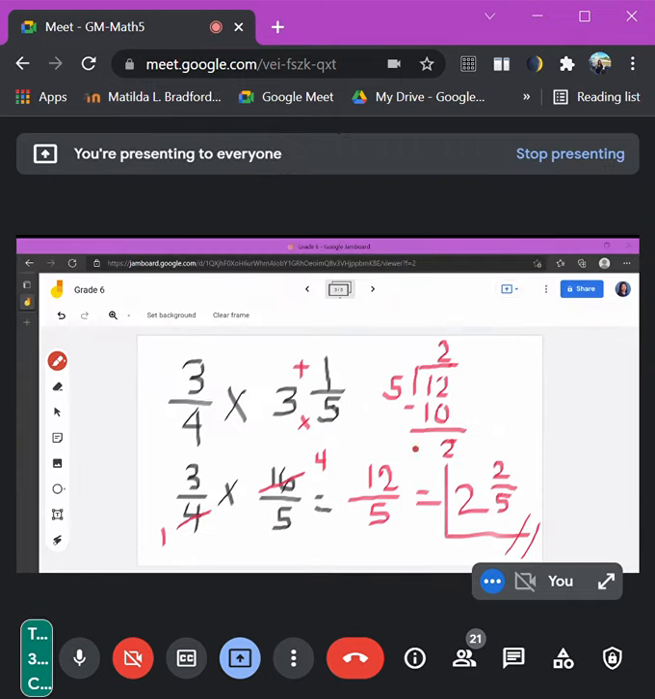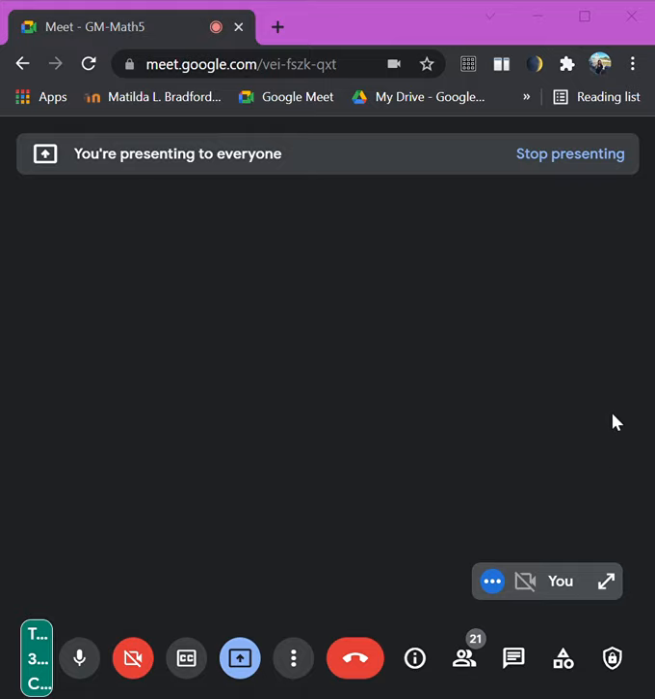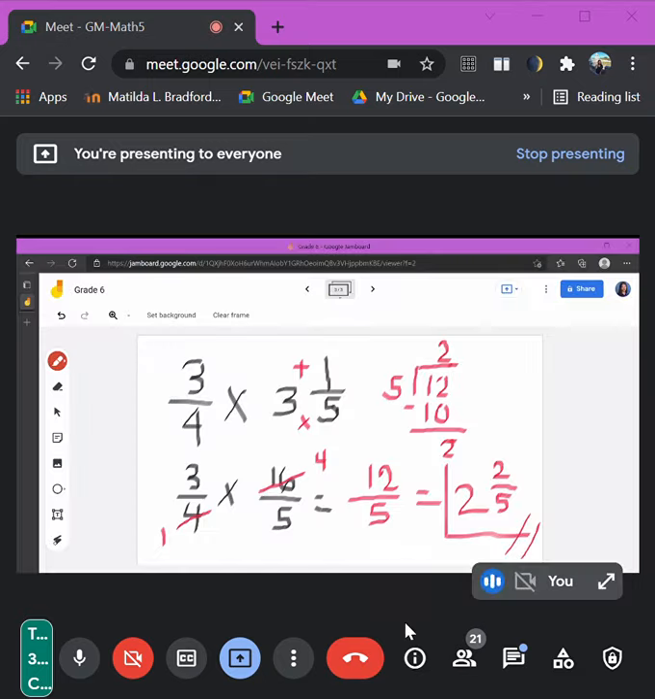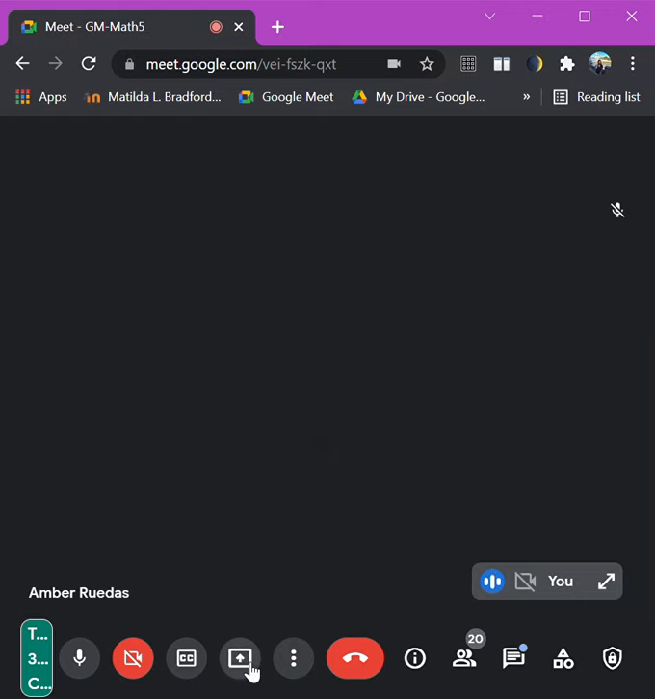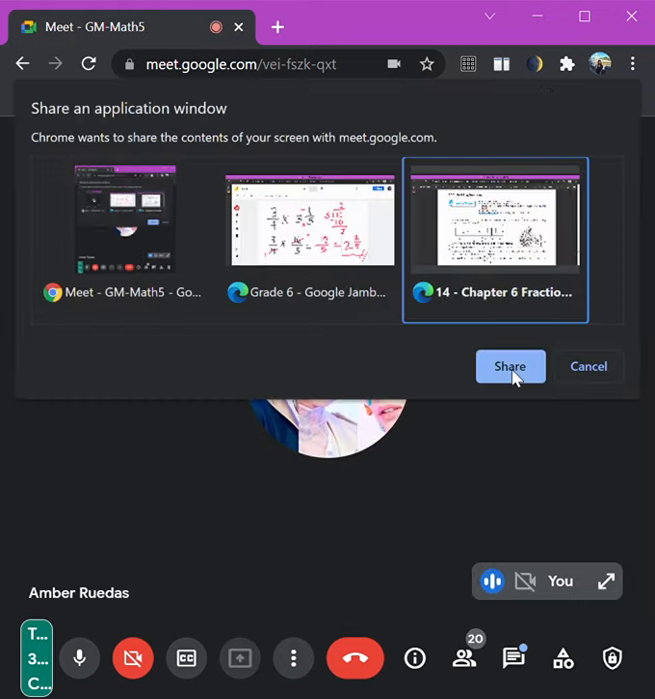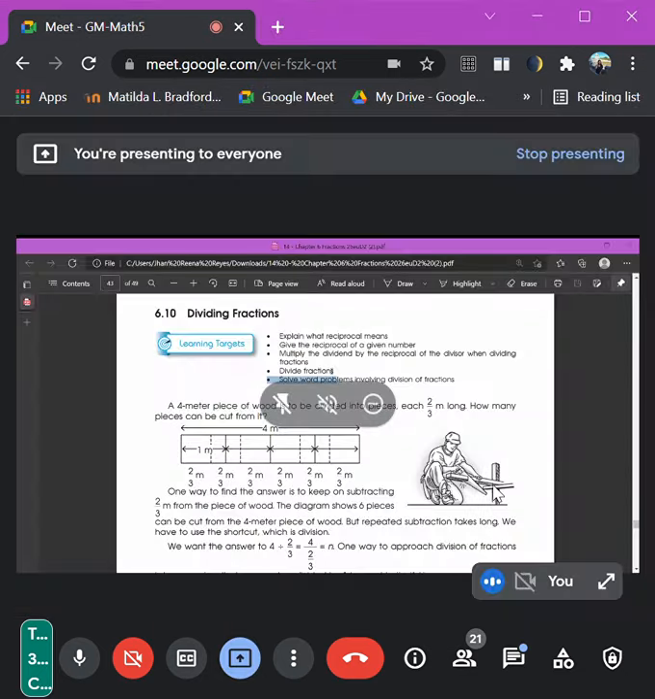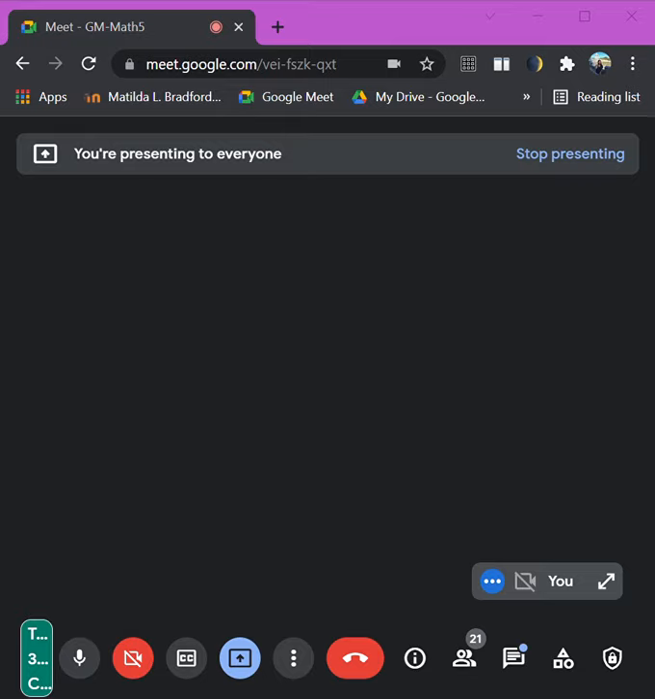Okay. Sige. So, if wala na questions, then let's proceed with our lesson for today. So, we are done with multiplying fractions with whole numbers, and multiplying fractions with mixed numbers. So this time we are going to have now our dividing fractions. Can you see my slide, class, or the screen? Yes. Okay. So we have here a sample problem.